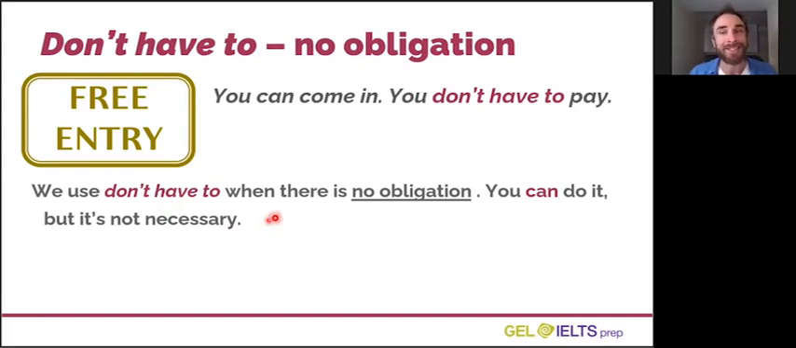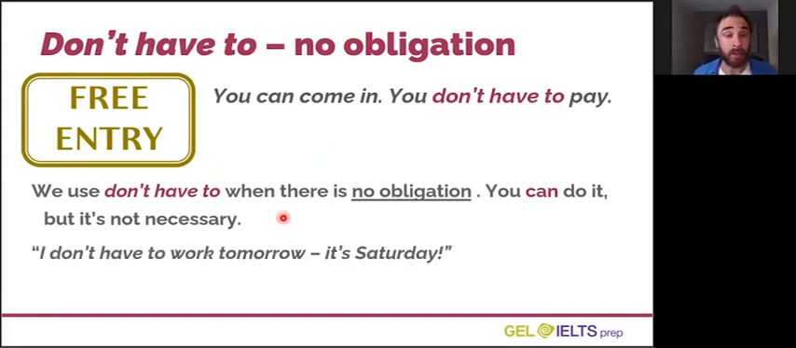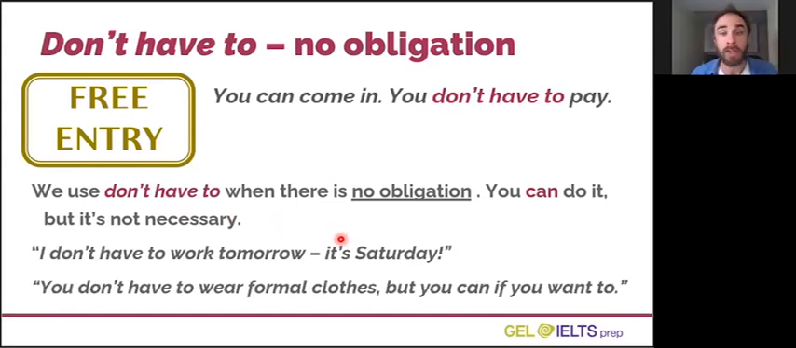It's not necessary. I don't have to work tomorrow. It's Saturday. You don't have to wear formal clothes, but you can if you want to. Be careful. Don't have to means no obligation. Have to means obligation. Must means obligation also, but mustn't means no permission, prohibited. So don't have to and mustn't do not mean the same thing.